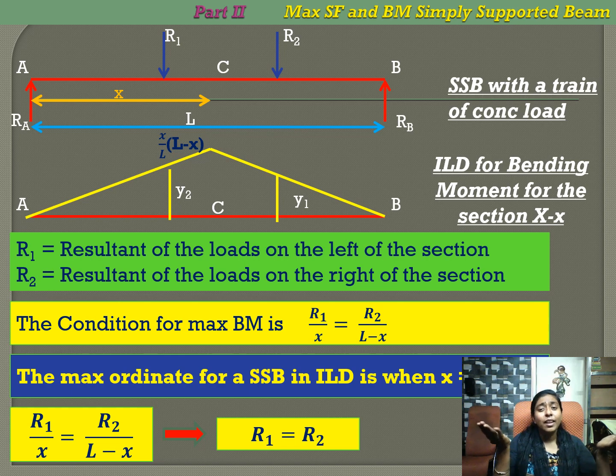When a number of loads are given, these loads are divided almost equally. That means if 5 loads are given, you can take 3 plus 2. The magnitude should be almost equal. If this is 100, this should be 100, or if this is 110, this should be some 100. R1 and R2 should be approximately equal. But for the maximum bending moment, the condition is R1 is equal to R2, that means both the resultants should be equal.